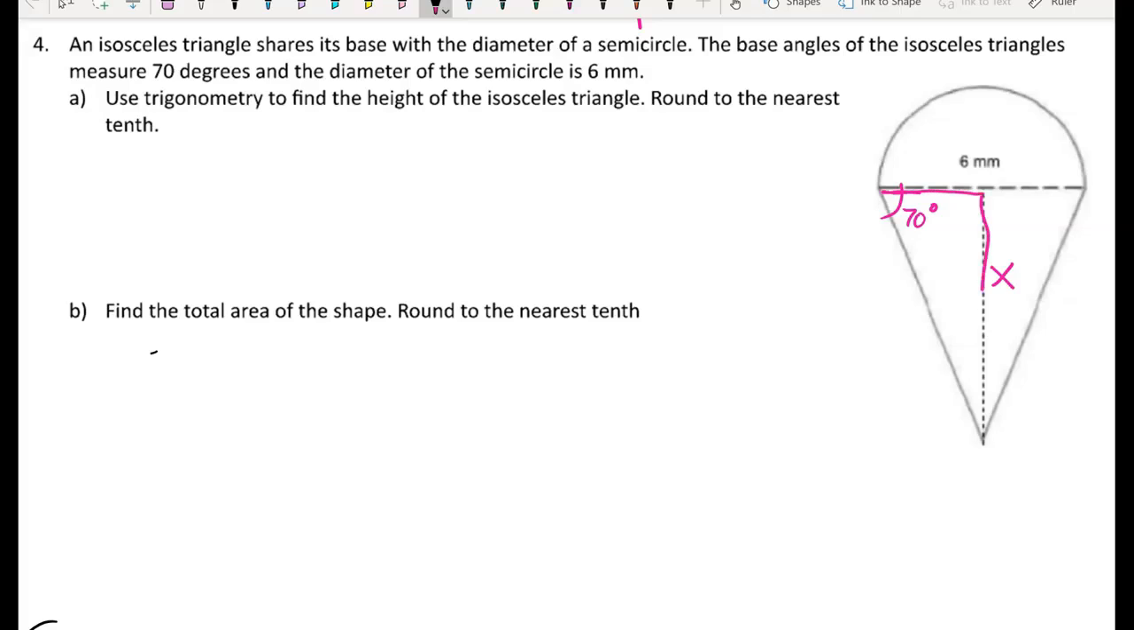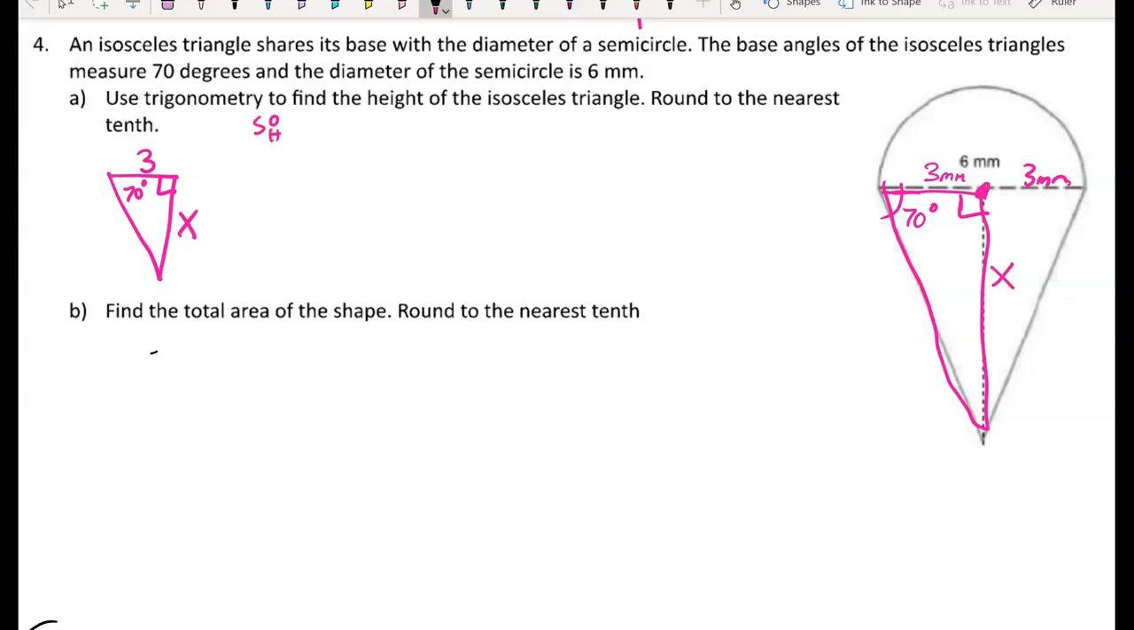Well, let's just take a look at one of these right triangles here. I know that's a right triangle because the altitude should be perpendicular to a base. And for an isosceles triangle, that altitude is going to split the base in half. So each of those pieces should be 3 millimeters long. I'm going to redraw this right triangle over here. So I've got a 70-degree angle. I'm looking for that side, and I know that piece is 3.